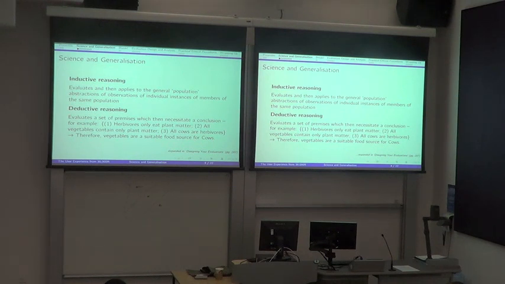Now, who's done description logics, semantic web stuff, logics in general? Okay, some people. So deductive reasoning is what you often get in things like description logics, ontologies, the OWL ontology language, and semantic web work, where we first make a premise, then follow a set of steps from that premise, and that's how we conclude an endpoint. So we can say that herbivores only eat plant matter, all vegetables contain only plant matter, all cows are herbivores, therefore vegetables are suitable food for cows. Does that make sense? And you see this a lot in description logic and ontology languages.